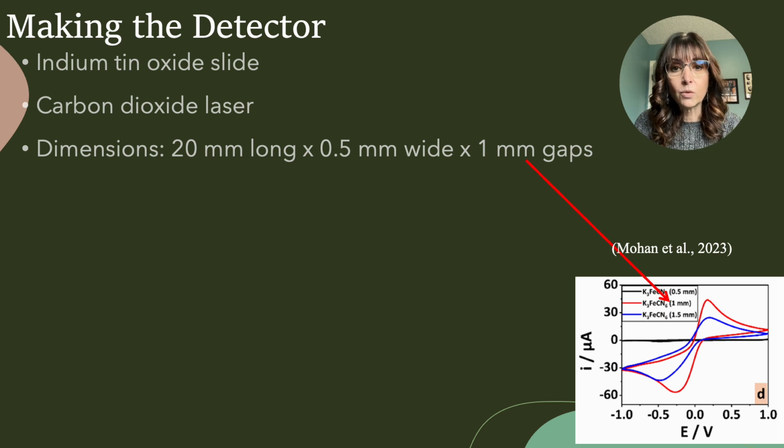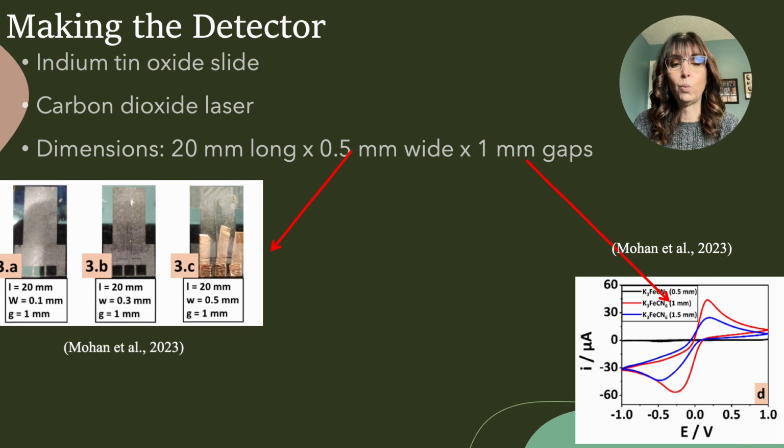They used a standard redox mediator and they tested it using cyclic voltammetry to measure the current. But when they did this, they discovered that the 1 millimeter gap had the best peak current. And you can see that by the red line in the graph.